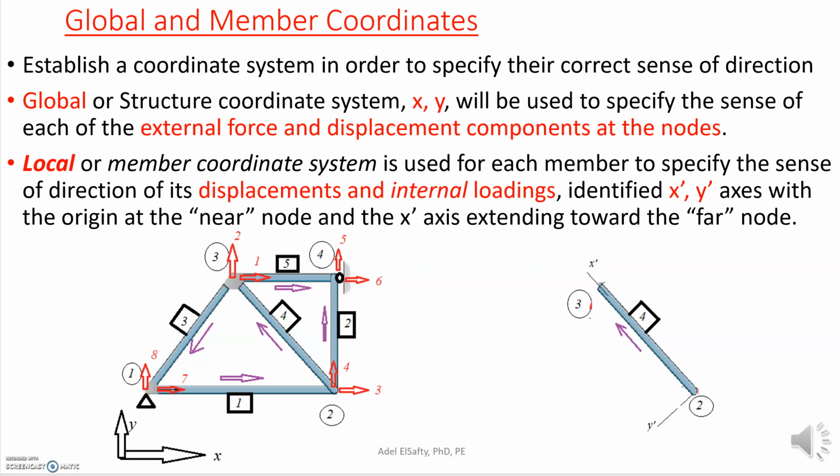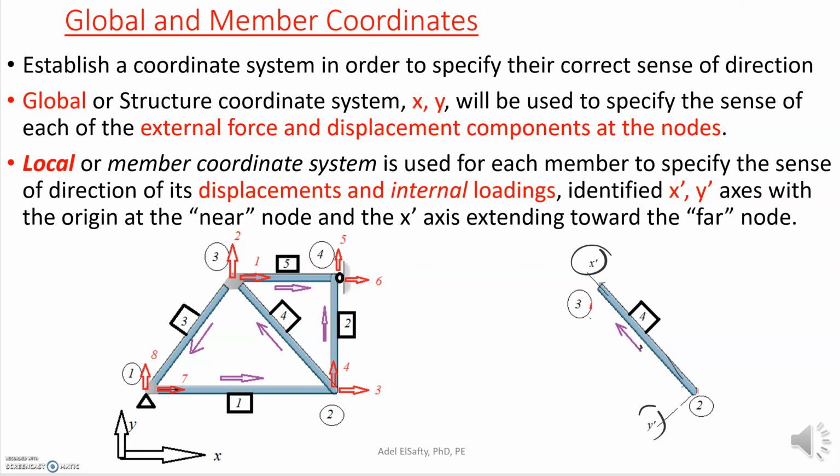Once you do that, you also need to establish the coordinate system. So what is the coordinate system? Let's say the local coordinate system. The local coordinate system for this member is basically x prime and y prime. But the big X and big Y, these big arrows right there, this is the global coordinate system.